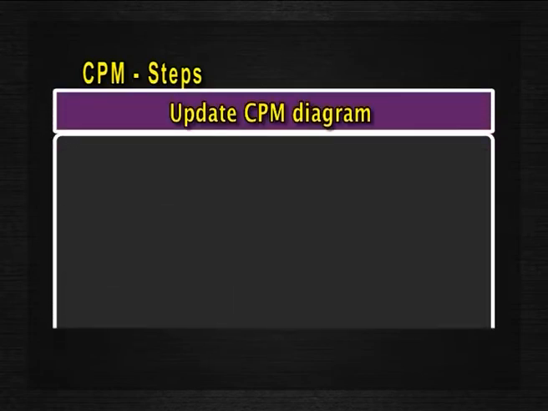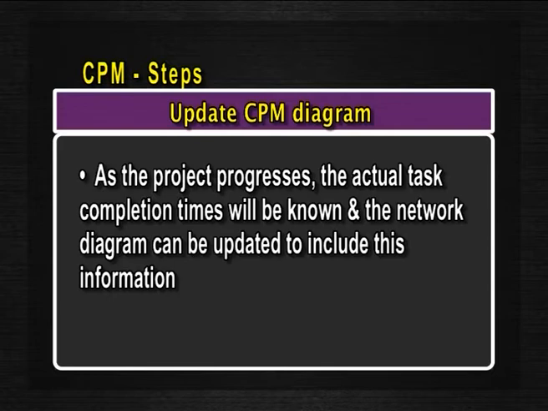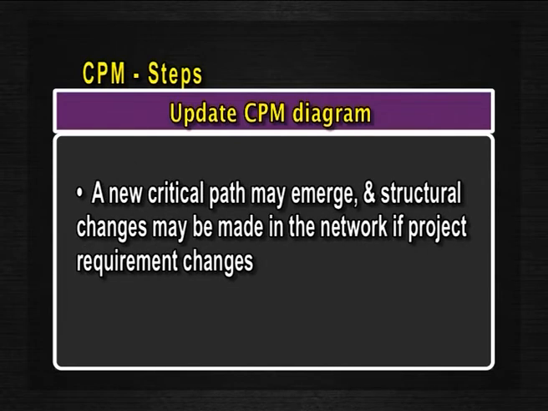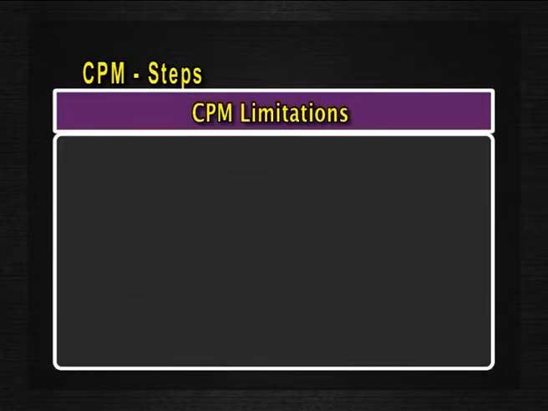Now, next is update CPM diagram. As the project progresses, the actual task completion times will be known and the network diagram can be updated to include this information. A new critical path may emerge and structural changes may be made in the network if project requirements change. Now, following are the CPM limitations.